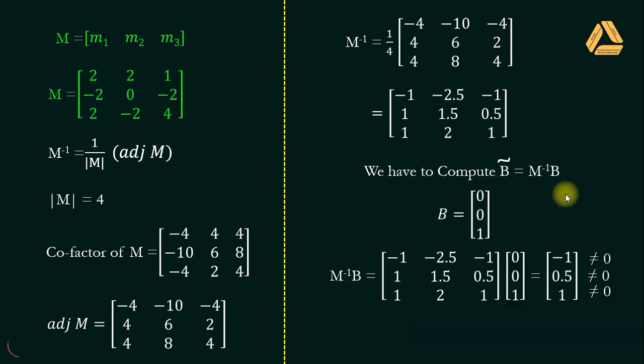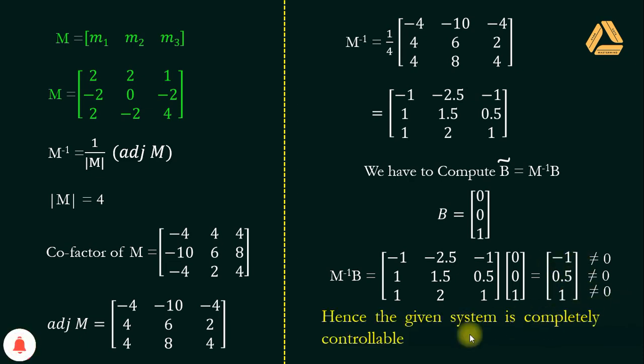And now we are going to compute the B vector, which is given by M inverse into B. If you multiply the M inverse with B, you will get the answer -1, 0.5, 1, which are not equal to 0. If you see, all the rows are not equal to 0. Hence, the given system is completely controllable. Yes?